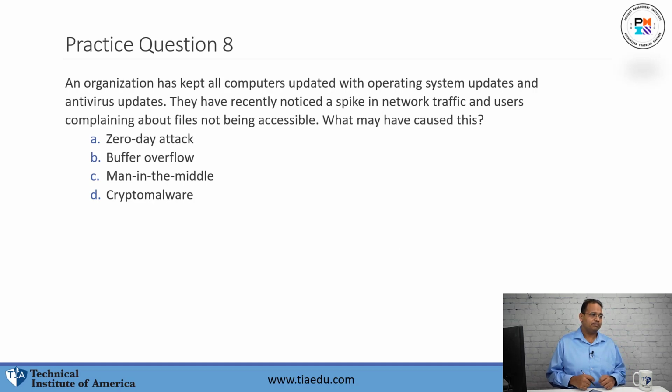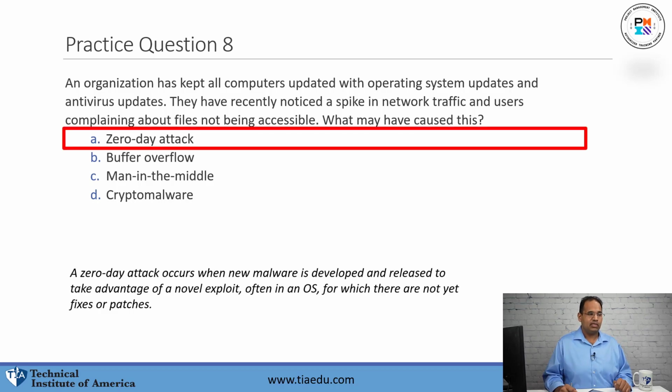Question number 8. An organization has kept all computers updated with operating system updates and antivirus updates. They have recently noticed a spike in network traffic, and users are complaining about files not being accessible. What may have caused this? A, zero-day attack. B, buffer overflow. C, man in the middle. And D, crypto malware. The answer here, guys, is going to be zero-day attacks.